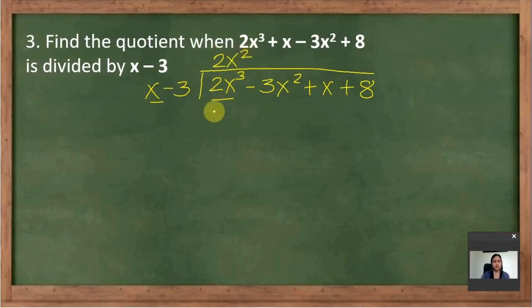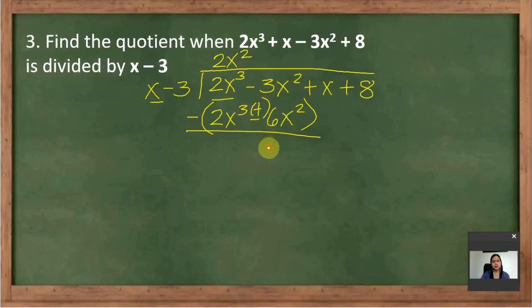2x squared times x is 2x cubed. 2x squared times negative 3 is negative 6x squared. Then subtract, this becomes negative. So this is 0. This becomes plus, so positive. Negative 3x squared plus 6x squared is just 3x squared. Then bring down plus x.